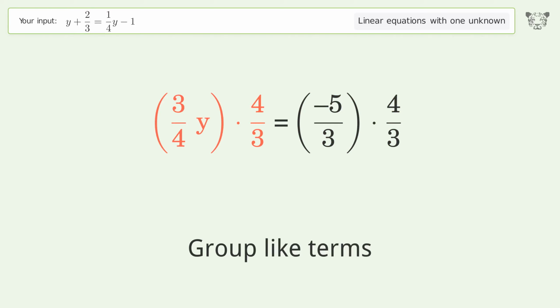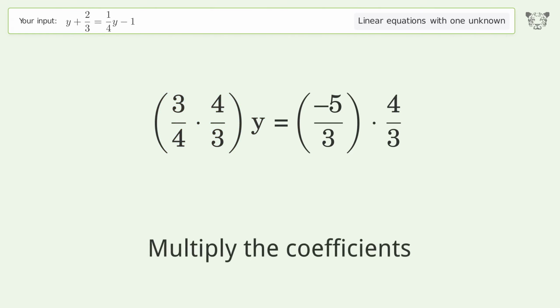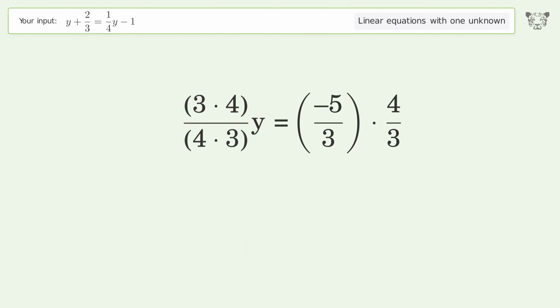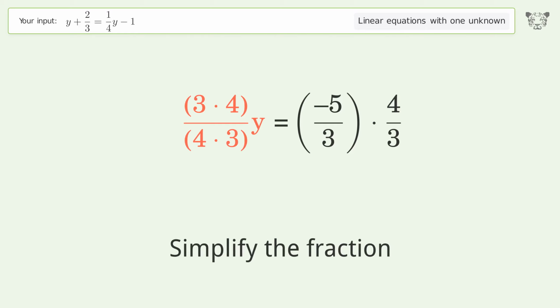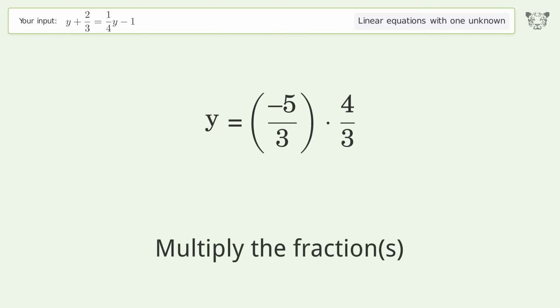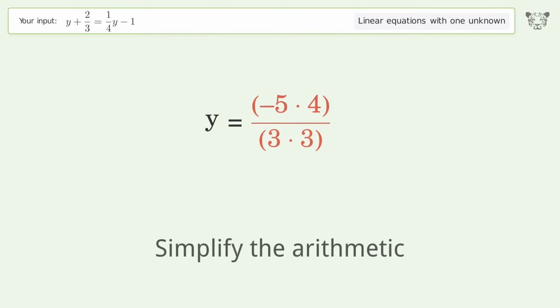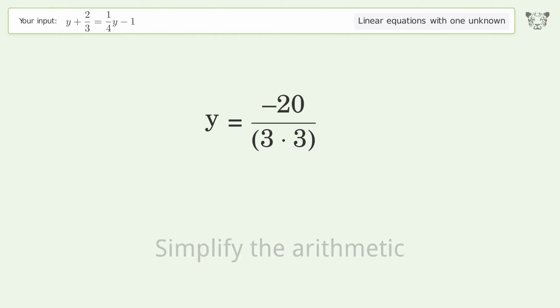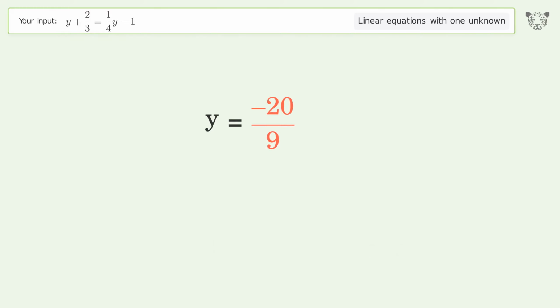Group like terms. Multiply the coefficients. Simplify the fraction. Multiply the fractions. Simplify the arithmetic. And so the final result is y equals -20/9.